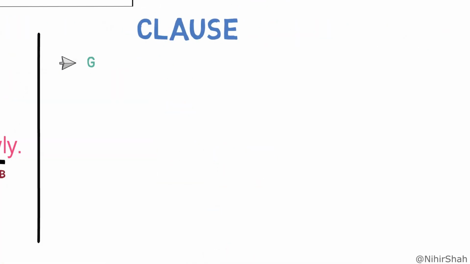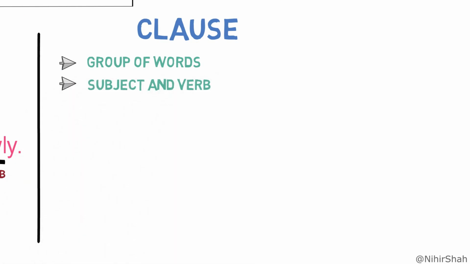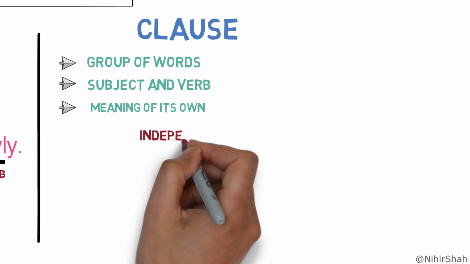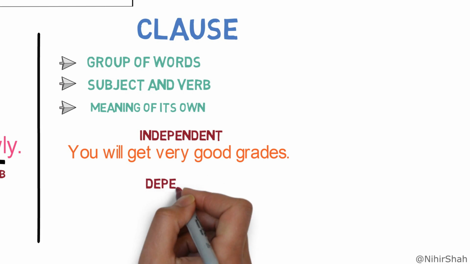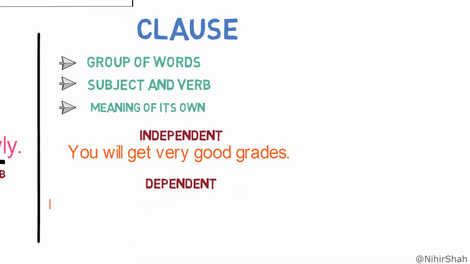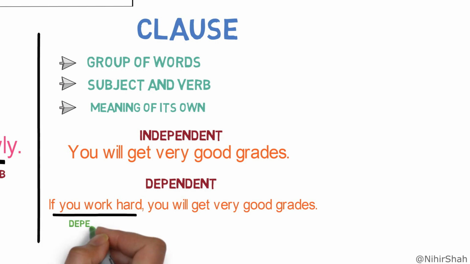A clause is a group of words that has a subject and verb agreement and has a meaning of its own. It is mainly divided into two types. Number one, independent or principal clause. For example, you will get very good grades. And number two, dependent clause. For example, if you work hard, you will get very good grades. Here, if you work hard is an example of a dependent clause.